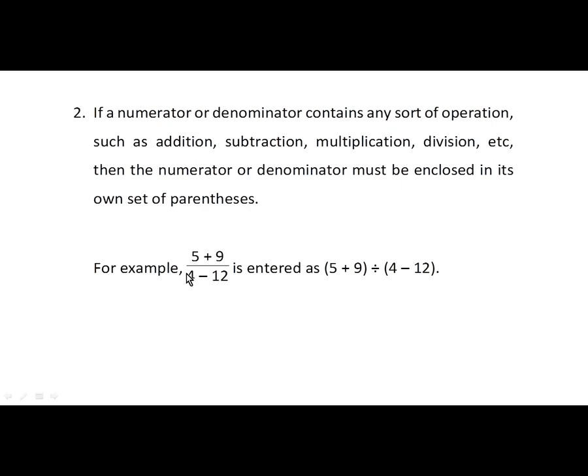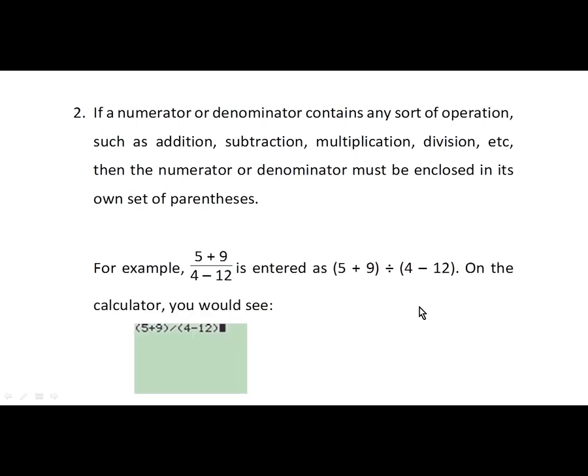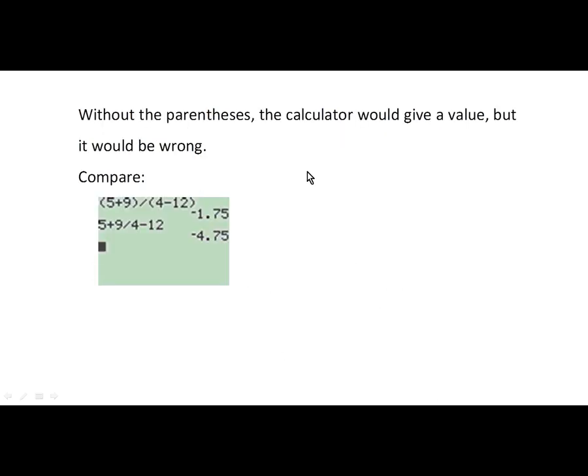For example, if you're doing 5 plus 9 all over 4 minus 12, you would enter it in parentheses, 5 plus 9, then divided by, that's the fraction line, and then in parentheses 4 minus 12. You would see this on the calculator. Without the parentheses, the calculator would give a value, but it would be wrong. This is the way it's supposed to be entered. You get negative 1.75, and if you leave off parentheses, notice something came out, but it's not the same thing.